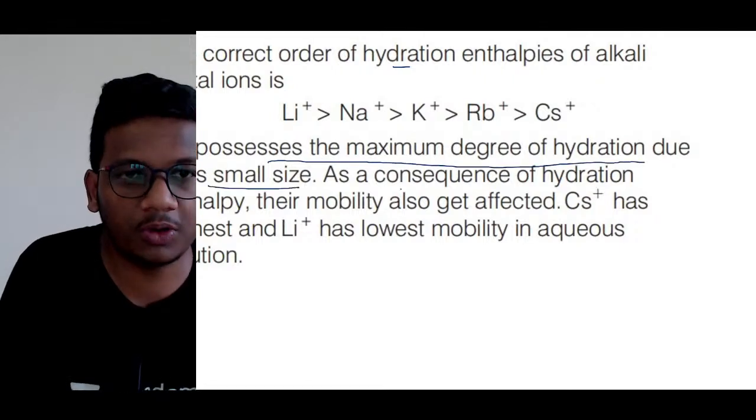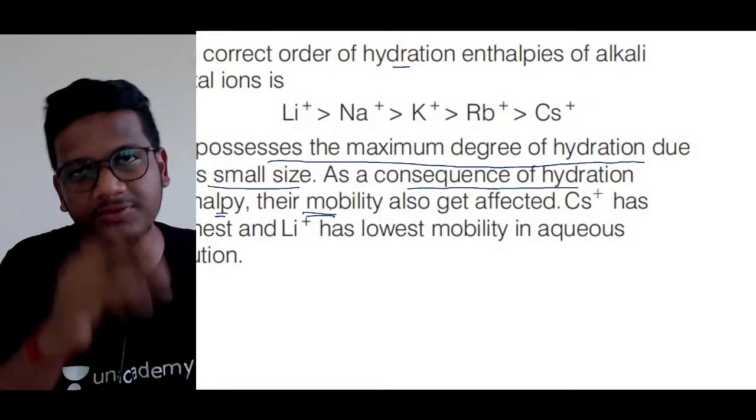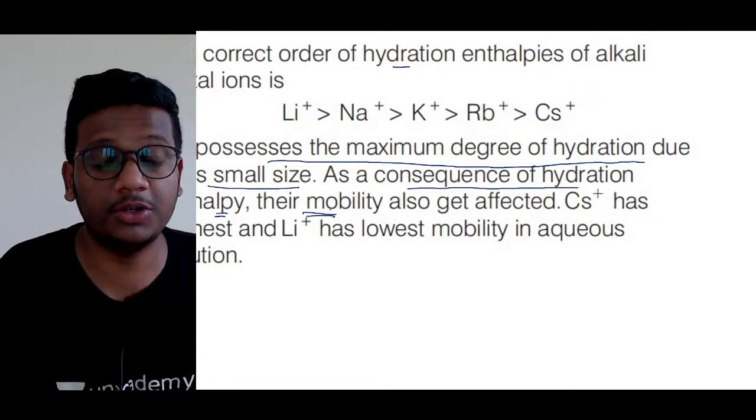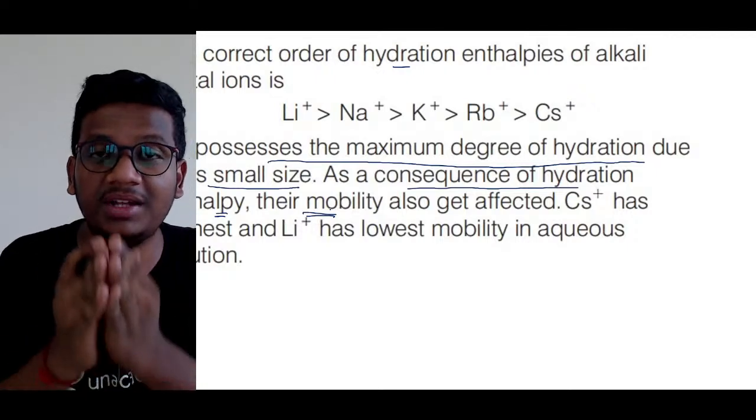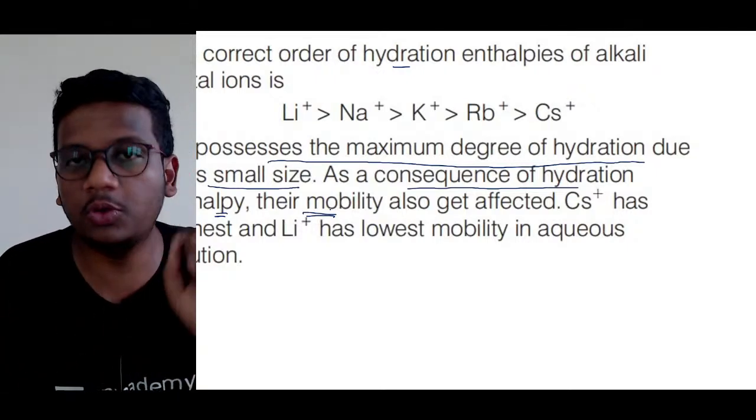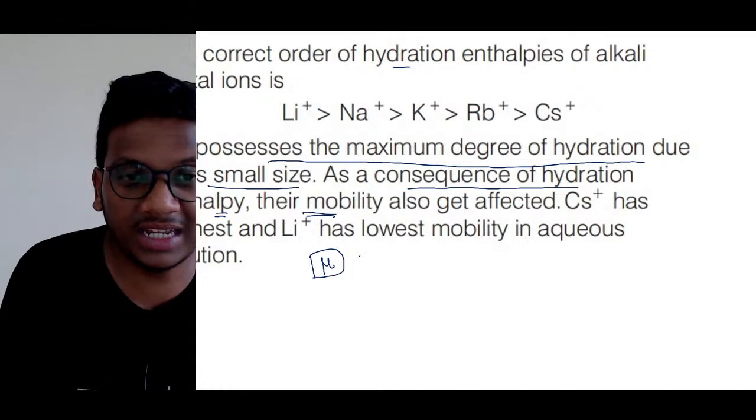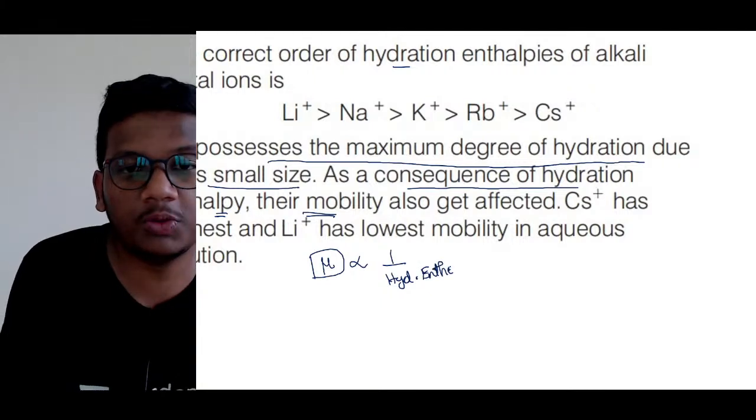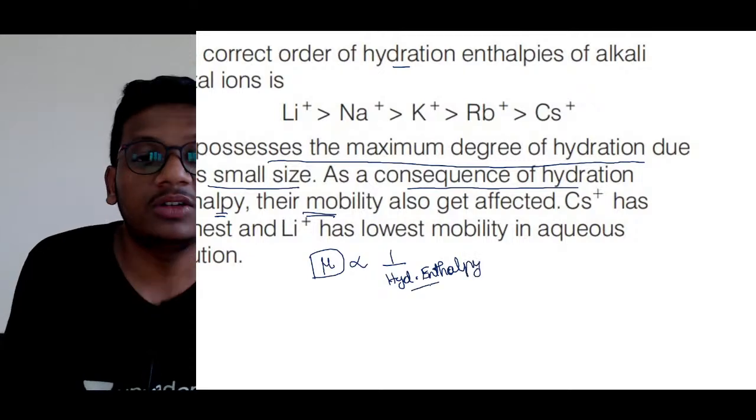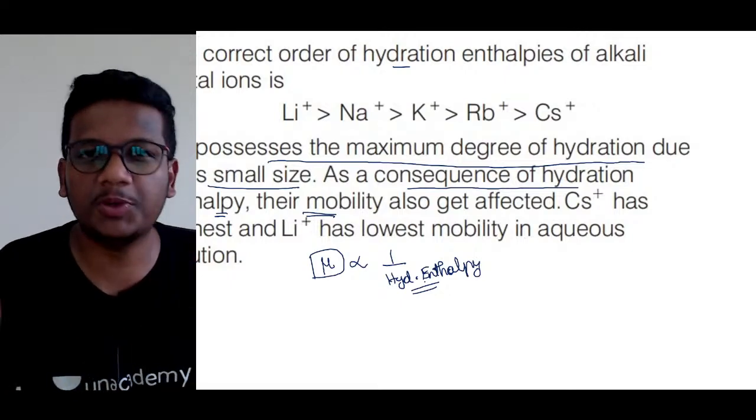Li+ possesses the maximum degree of hydration due to its small size. As a consequence of hydration enthalpy, the mobility follows. So if you have very high hydration enthalpy, the mobility is very low. Guys, note down: mobility is denoted by the symbol mu. Mobility is inversely proportional to hydration enthalpy. If you have high hydration enthalpy, your mobility will be very low. Note down, NTA might ask questions from anywhere.